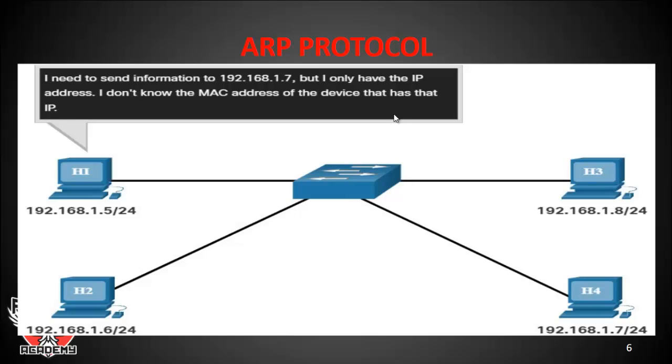and it will send its MAC address to device H1 by saying, I am 192.168.1.7 and this is my MAC address. So now H1 has the MAC address of H4, and now they can communicate in the network.